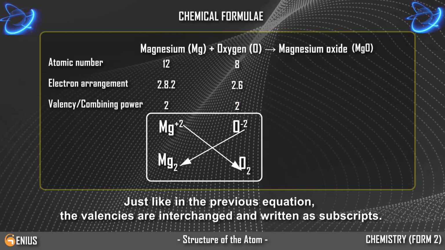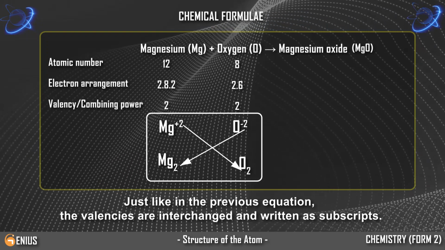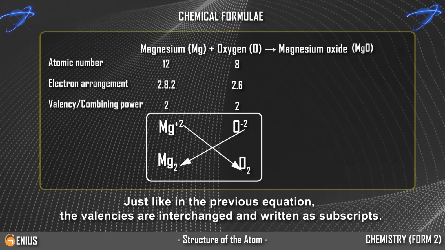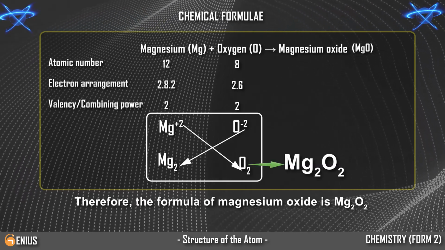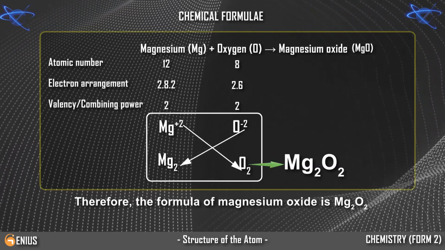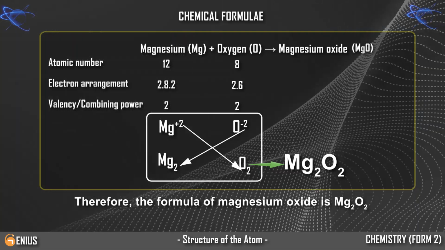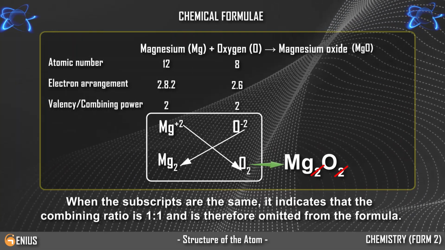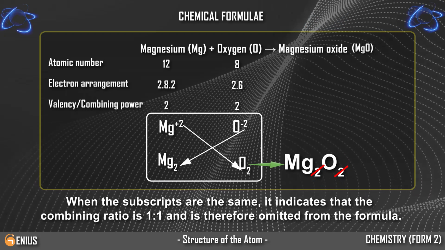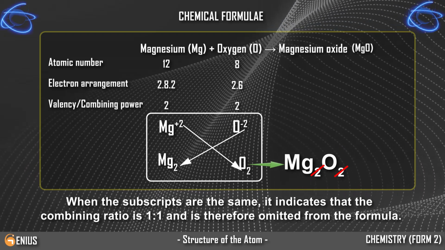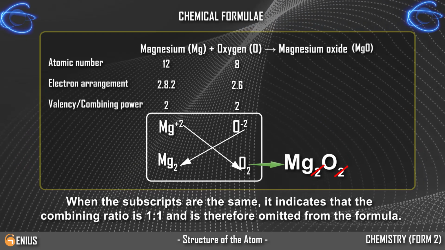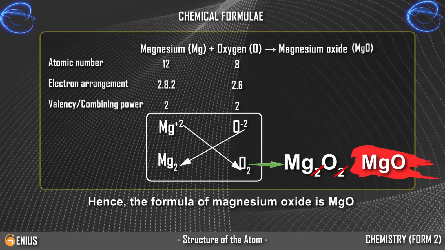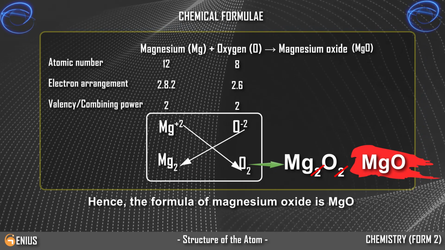Just like in the previous example, the valences are interchanged and written as subscripts. Therefore, the formula of magnesium oxide is Mg2O2. When the subscripts are the same, it indicates that the combining ratio is 1:1 and is therefore omitted from the formula. Hence, the formula of magnesium oxide is MgO.